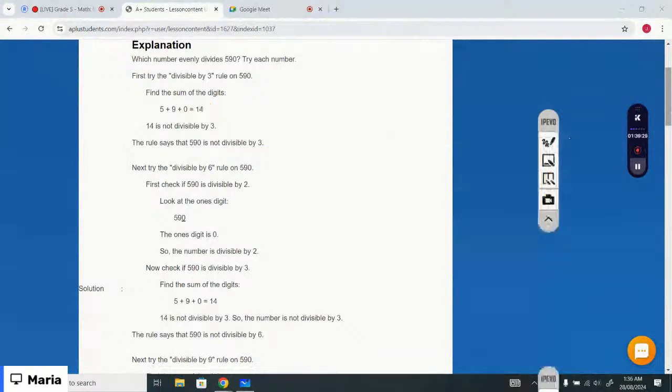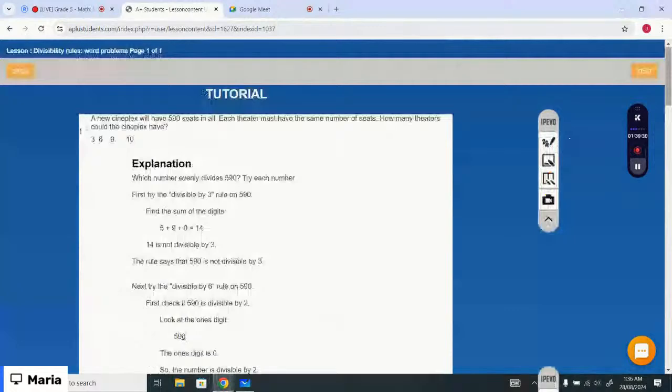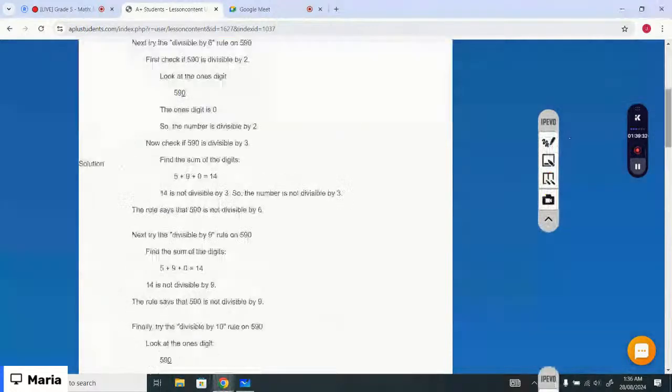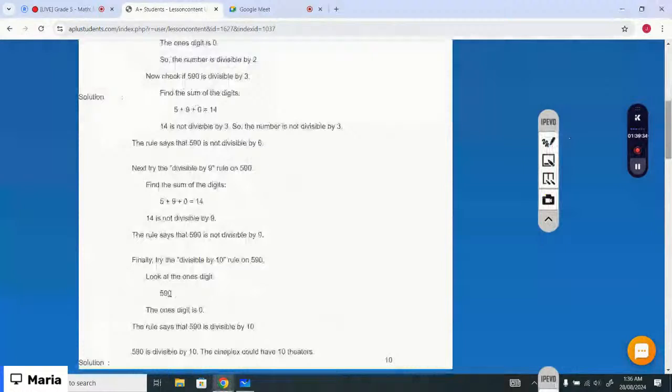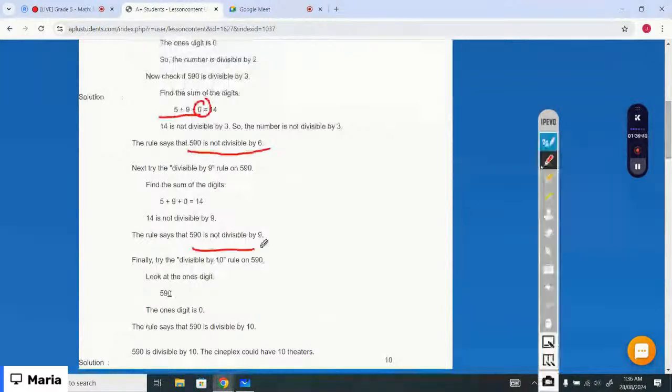The third number is, I think, 9. You need to apply the divisibility rule for 9. Sum up all the digits. Their sum is not divisible by 9, so that means the number is not divisible by 9. 590 is divisible by 10 only. That means the Cineplex has 10 theaters, because 590 is divisible by 10 only. Got it? So let's start with the test questions.